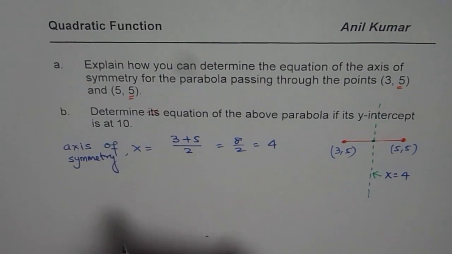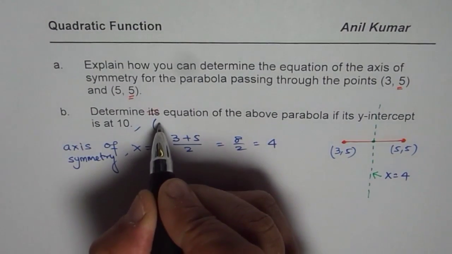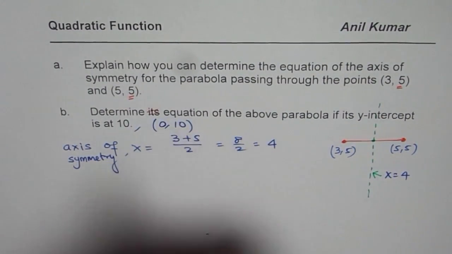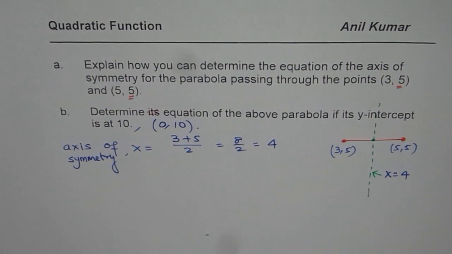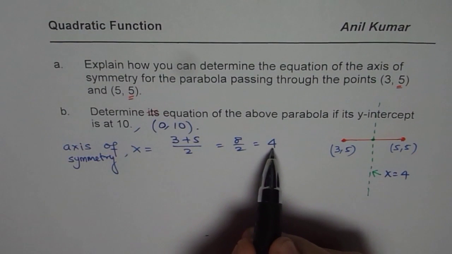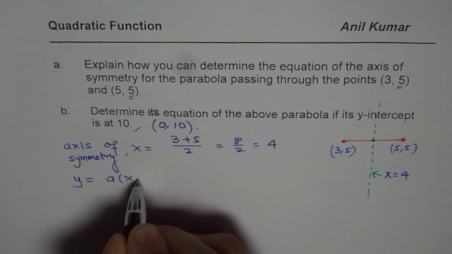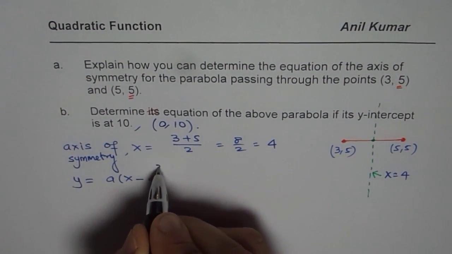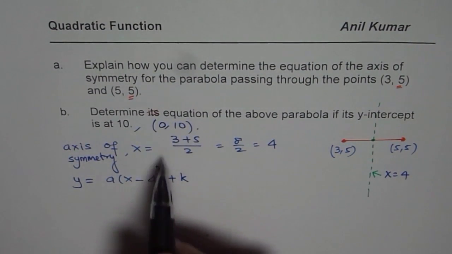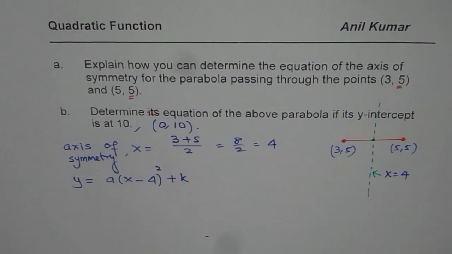That means now we are given another point, the y-intercept. That really means the x value is 0, the y value is 10. So that is given to us and we need to find the equation of the parabola, right? So how can you find it? Since we know the axis of symmetry, we can begin with the vertex form and find the equation. We can write this as y = a(x - 4)^2 + k, where 4 is the axis of symmetry, right? That should help us to get the equation using one extra point which we have, (0, 10), given to us, right?